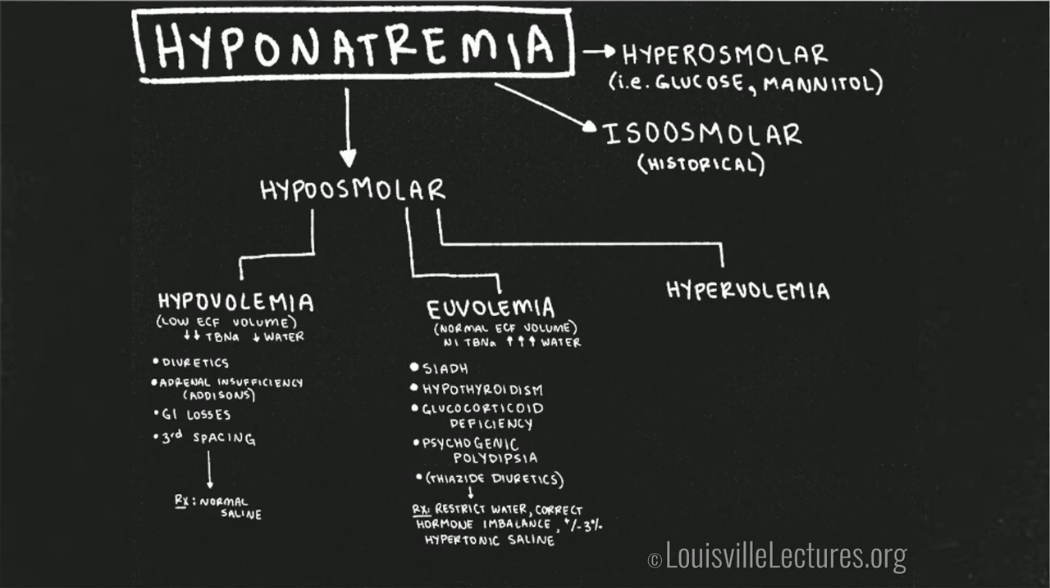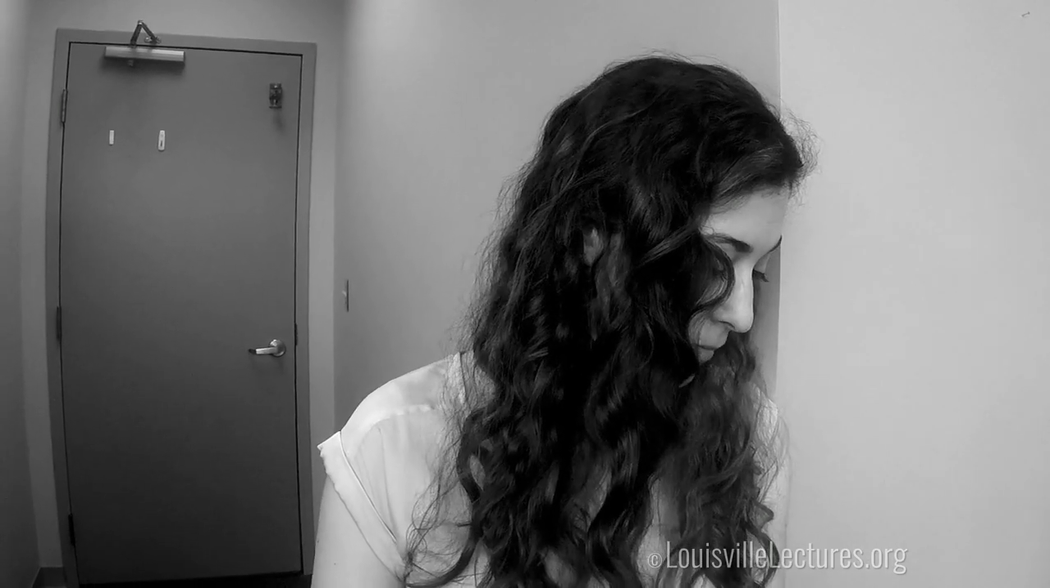The way to treat these patients is actually to restrict fluids from them. So these people, if you give them more fluids, it will actually worsen their hyponatremia. And then if they have things like low thyroid or low cortisol, then you can replace those hormones as well.